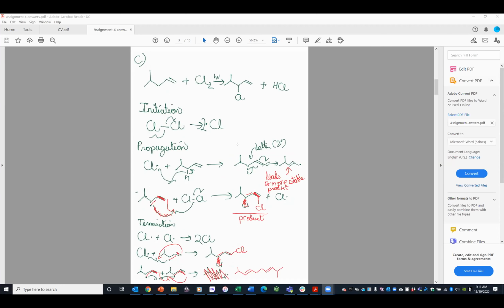Yes. So if it attacks that hydrogen, the best radical we get is a secondary radical that's in resonance with the primary radical. And resonance is better than isolation. So this is a more stable radical than attacking the double bond.